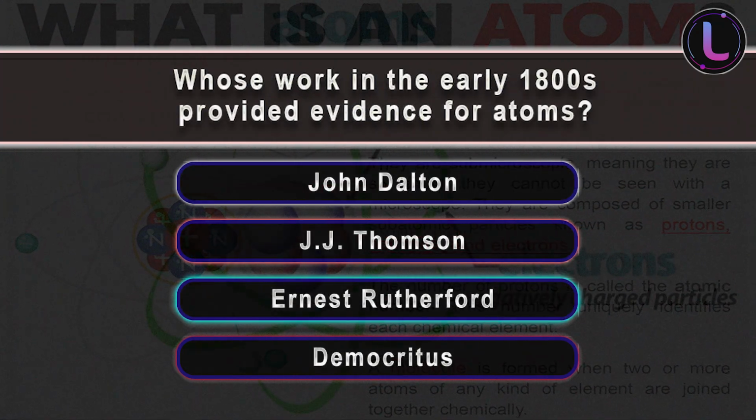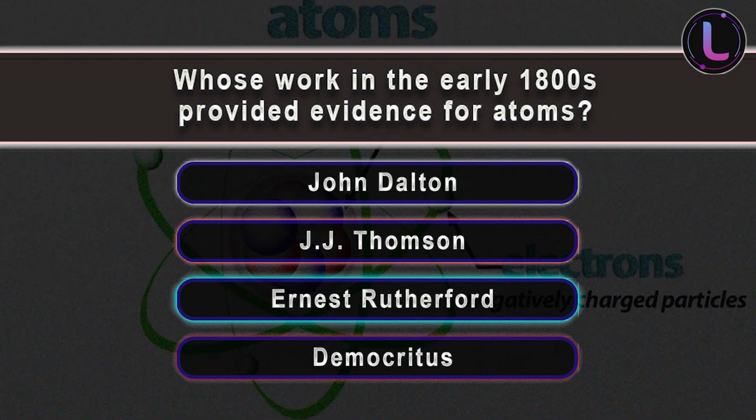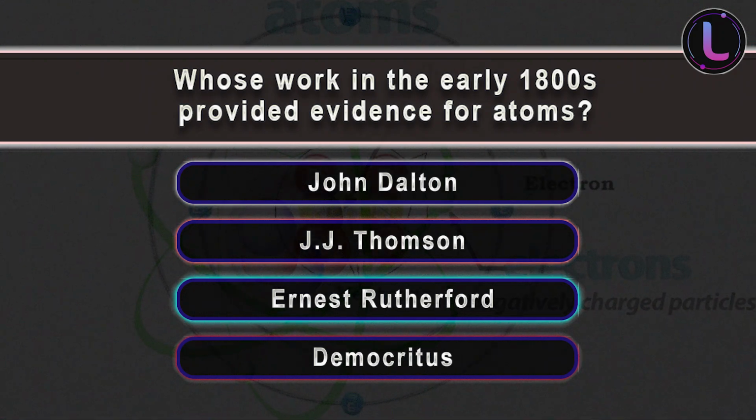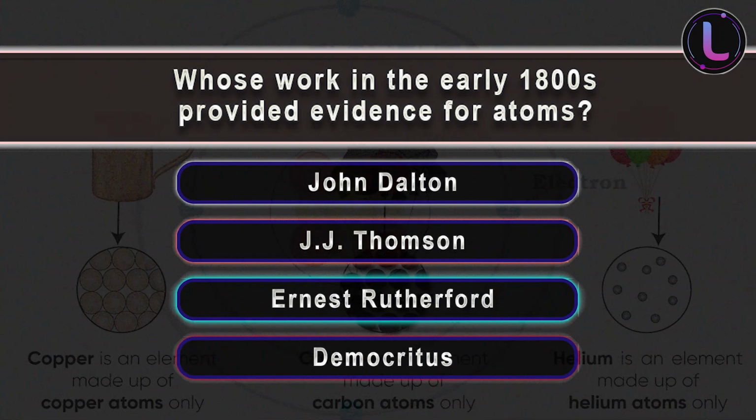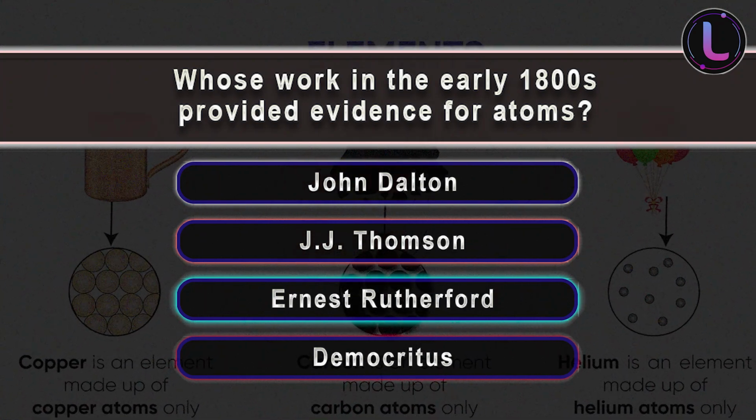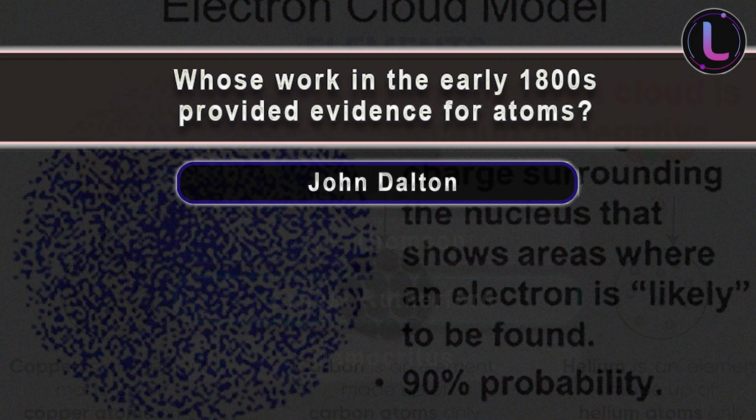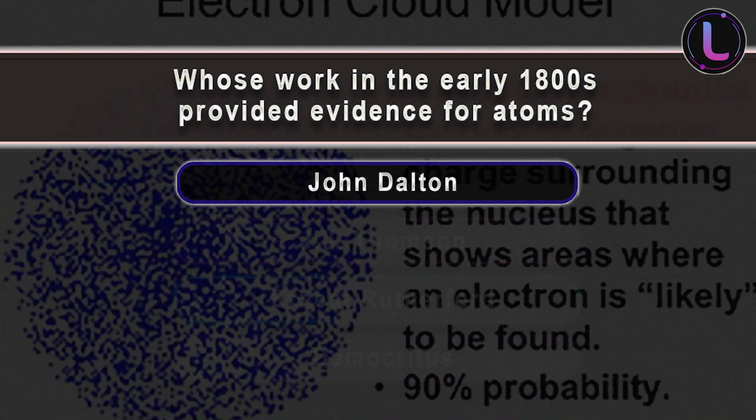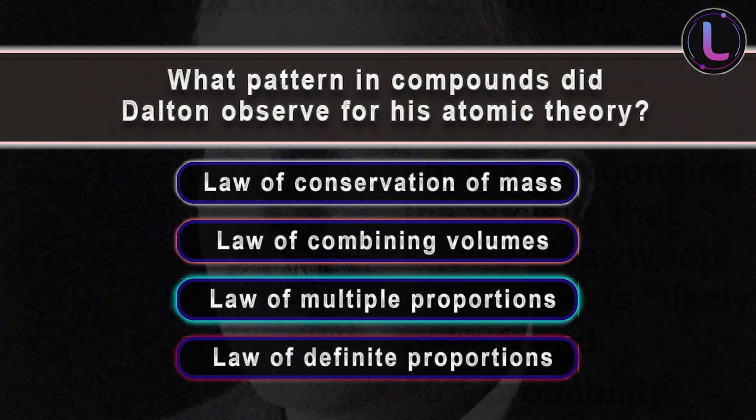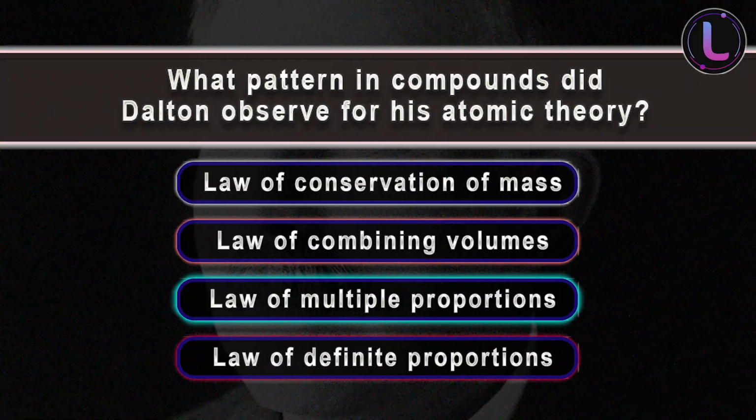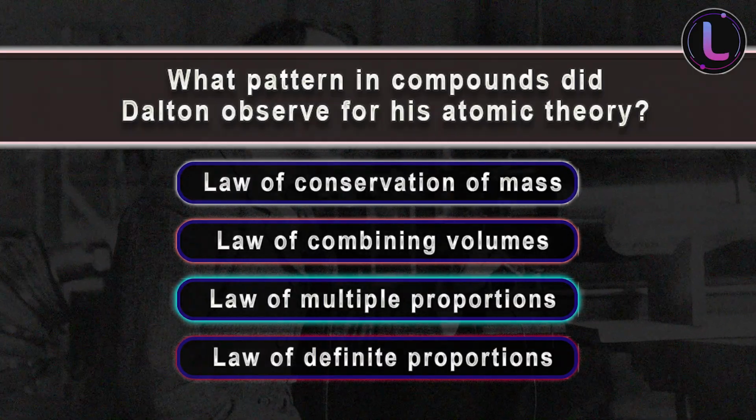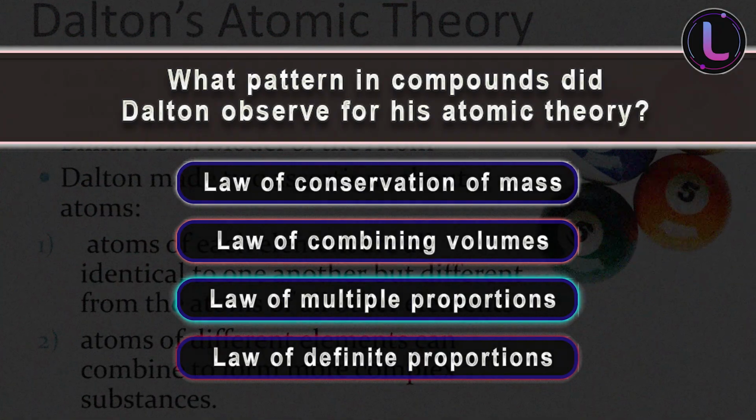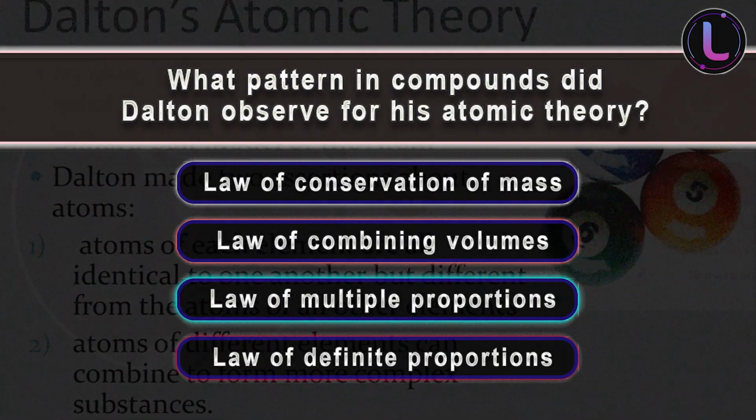For example, he found that tin could combine with oxygen in 2 different ratios, leading to different tin oxides. And this consistent pattern that he saw across multiple compounds pointed to a fascinating conclusion. Each element must be made up of fundamental units, atoms, that combine in whole number ratios. So Dalton's work really established the atom as a scientific concept. But the picture of the atom was far from complete.